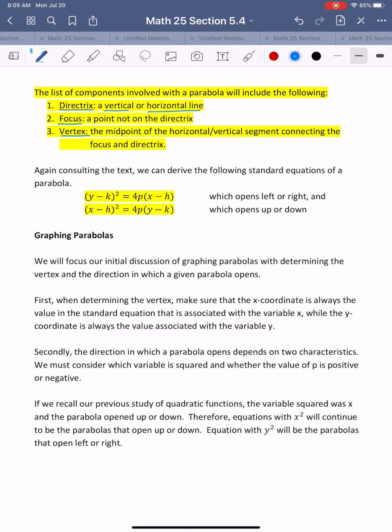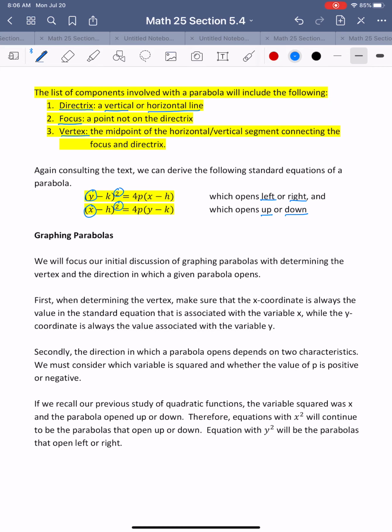Again, concerning the text, we can derive the following standard equations of the parabola. This is going to open left or right when y is squared, and it's going to open up or down when x is squared. So that's what I recognize, and we will use it as the standard form.